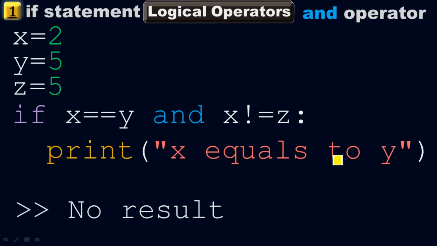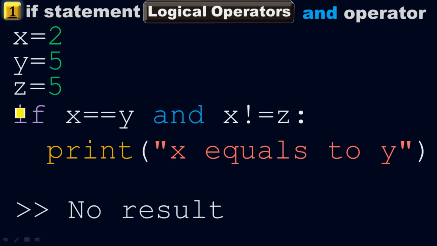This x equals y will not be printed here because one of the terms, or one of the statements, is false. x is not equal to y. For the AND operator, both of the statements, both of the terms, this one and this one, must be true and must be satisfied. Otherwise, the program will stop here and you won't get any result because there is no other option where the program will jump.